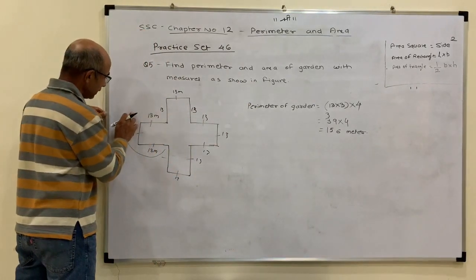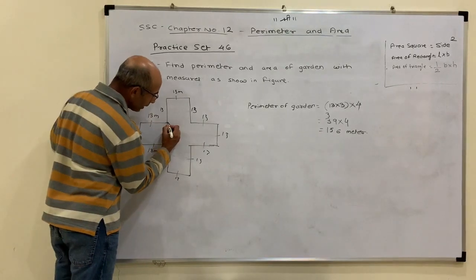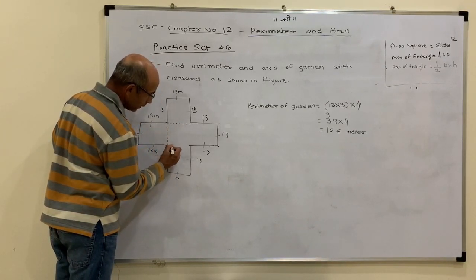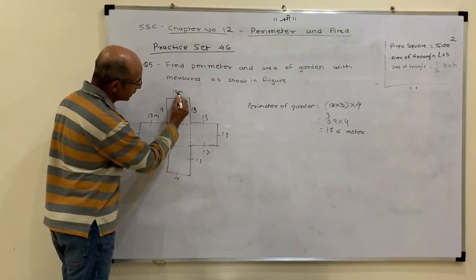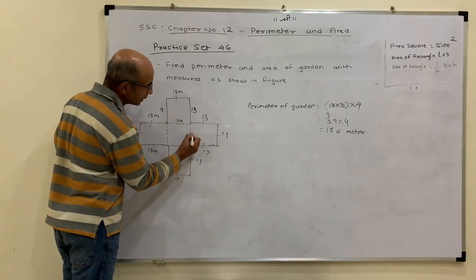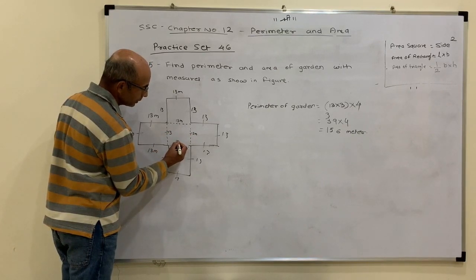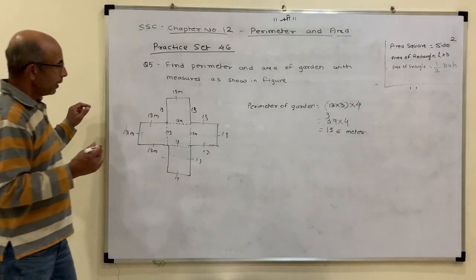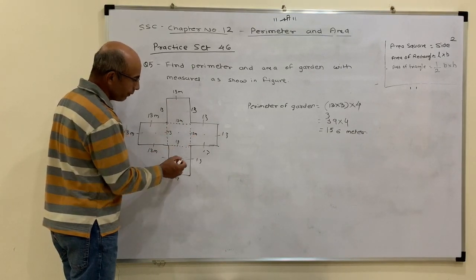Now let me erase this square line. Now to find the area, if I connect these lines, this distance is 13, so this distance as well is 13 meters. This is 13, this is as well 13 meters, this is as well 13 meters. So how many squares do we have with the 13 meter size? 1, 2, 3, 4, 5.